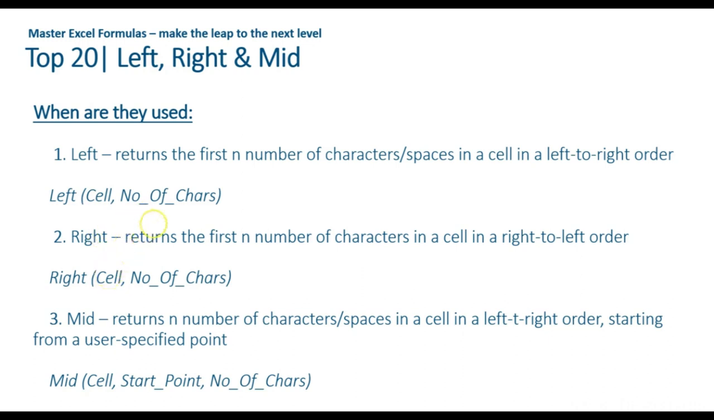The RIGHT formula is the opposite of the LEFT formula. It starts from the right and goes to the left. Again, the structure is pretty similar: you need the cell and then the number of characters. Then the MID formula returns n number of characters in a left to right order, starting from a user specified point. As you can see, the structure of the formula here is we need the cell again, we need the starting point, and we need the number of characters.